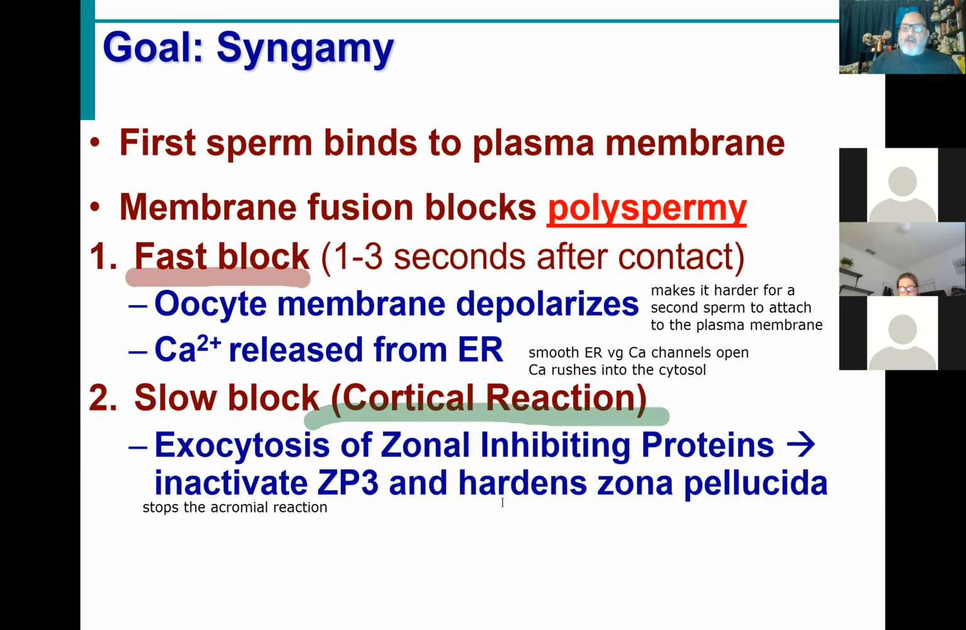And that protective zona pellucida is important. We actually want to maintain it to protect this cell. But remember, all the sperm have been beating away at it, weakening it. So the other thing that that zonal inhibiting protein is going to do is cause the hardening and the thickening of the zona pellucida again.